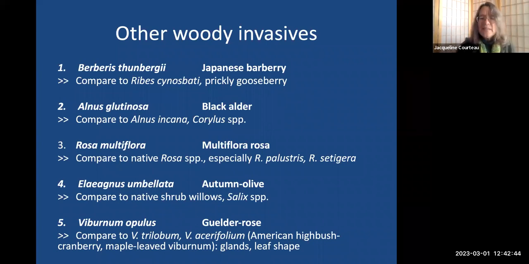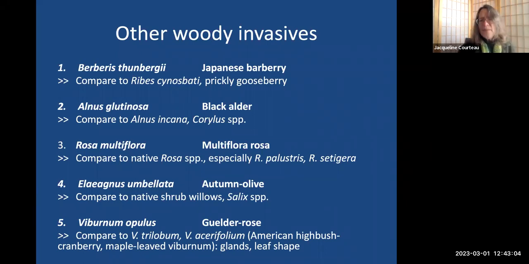Elaeagnus umbellata has been considered to be a species of dry uplands, but boy, it can move into wetlands as well. And I've seen it growing in the middle of fallen logs, right in the middle of a very wet vernal pond. So it seems to be pretty widespread in its habitat.